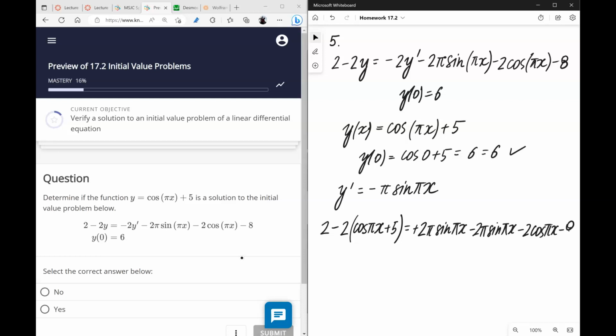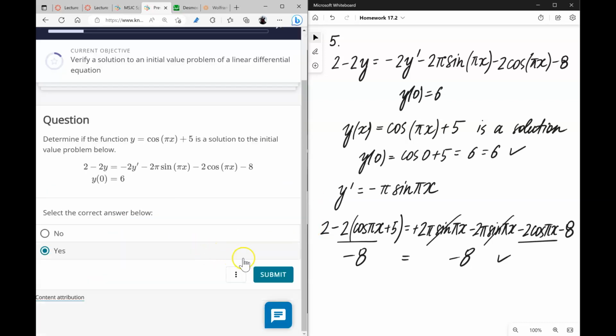And we have minus 8. So now this cancels. We have negative 2 cosine pi x. We have negative 2 cosine pi x. We also have here 2 minus 10, which is negative 8. And on the right side we also have negative 8. So it looks like it does satisfy it. So this is the solution of this initial value problem.